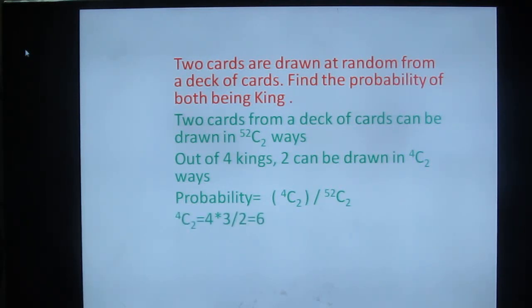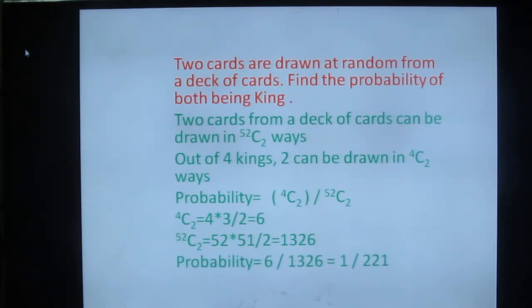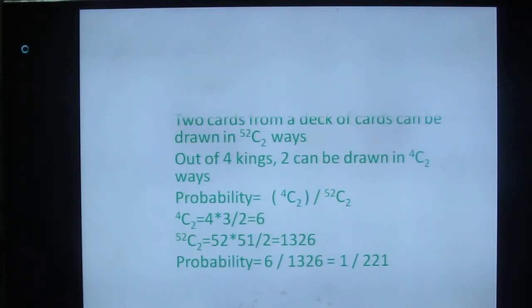Once you simplify, you will get 6 by 1326. But what is the lowest fraction of 6 by 1326? It is 1 by 221. Simple. Shall we go to the next question?